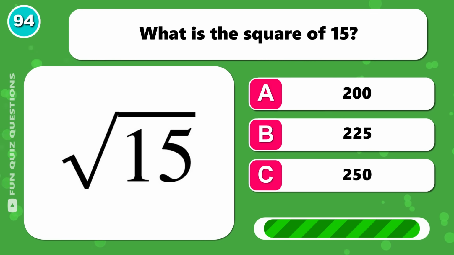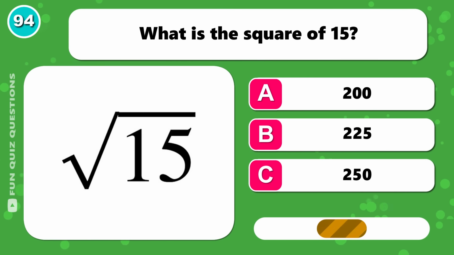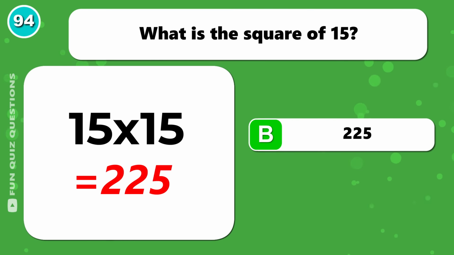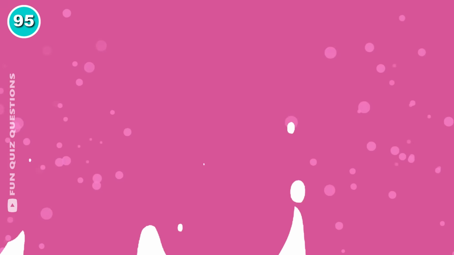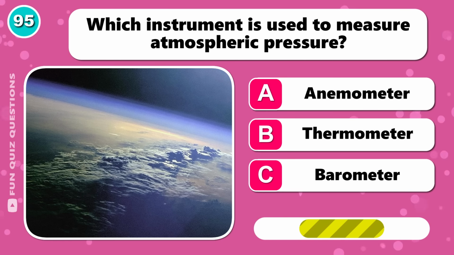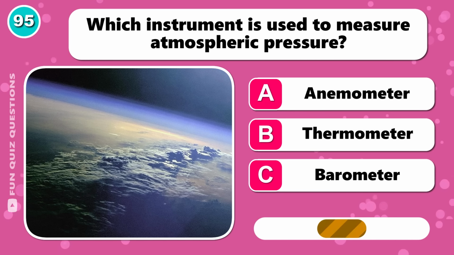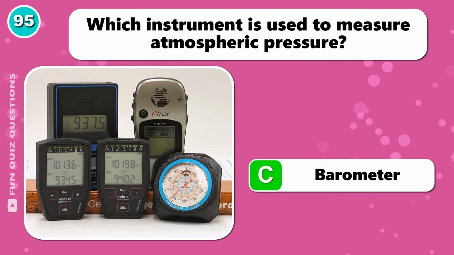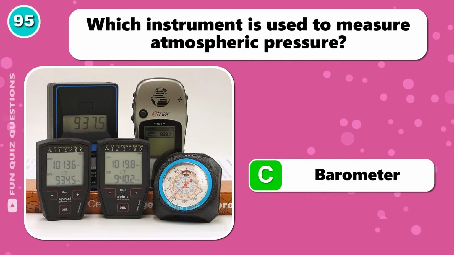What is the square of 15? Correct, yeah, it's B, 225. Which instrument is used to measure atmospheric pressure? Yeah, C, a barometer.